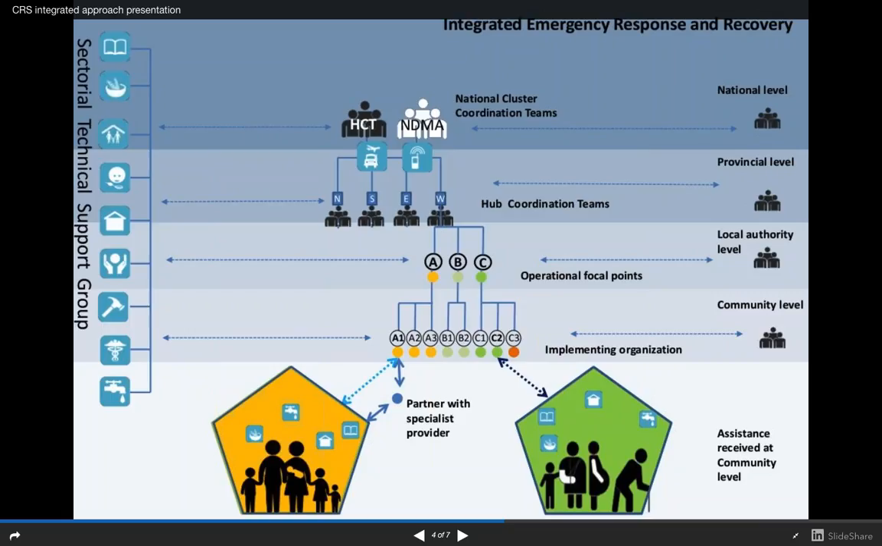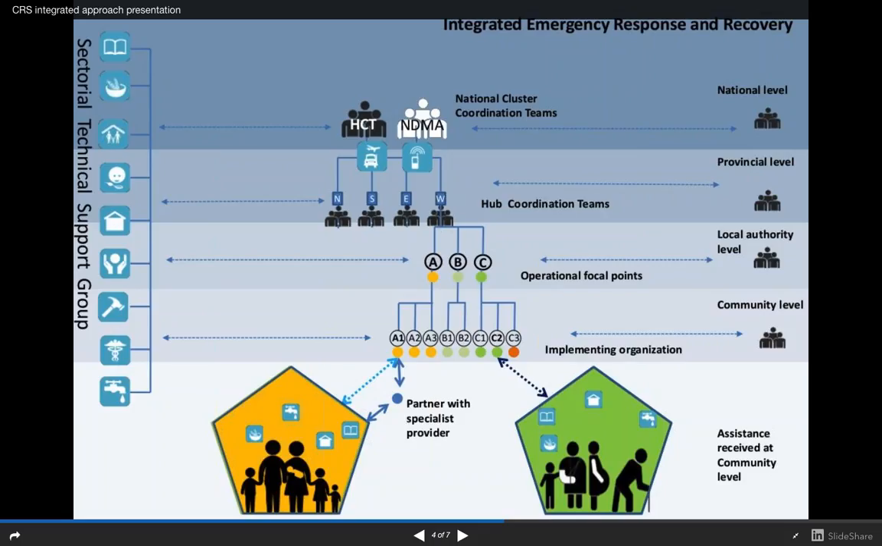It would be different. I'll just say it would be different at different levels. The technical support would be different. So, like at the national level, it'd be the wider scope of the response, whereas at the lower level, working with community level or local authority level, it would be bringing in best practices and specifications.